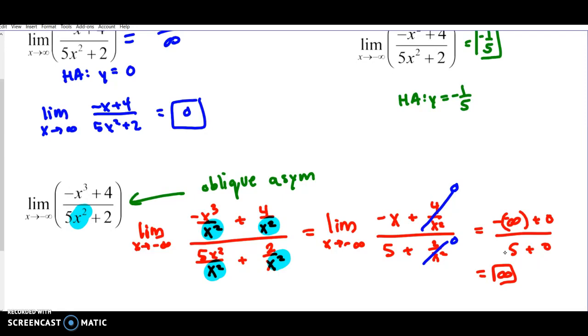Another way we could have done this also was we could have figured out what is the oblique asymptote by using long division, and then look at its slope. So that was another option.